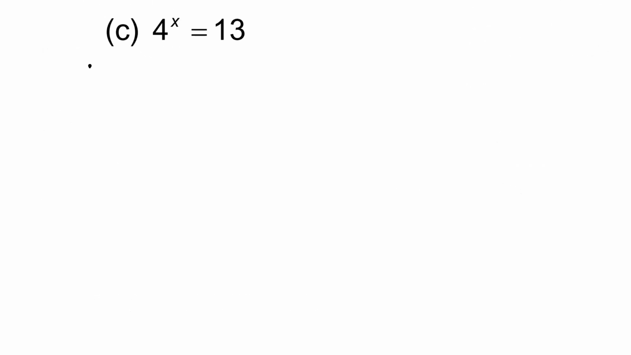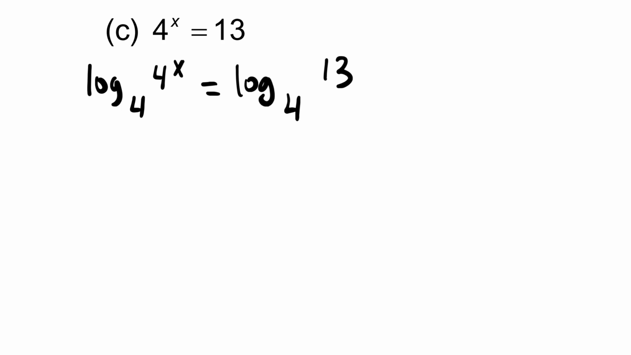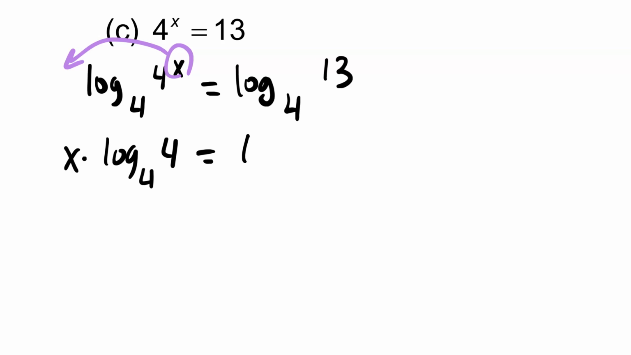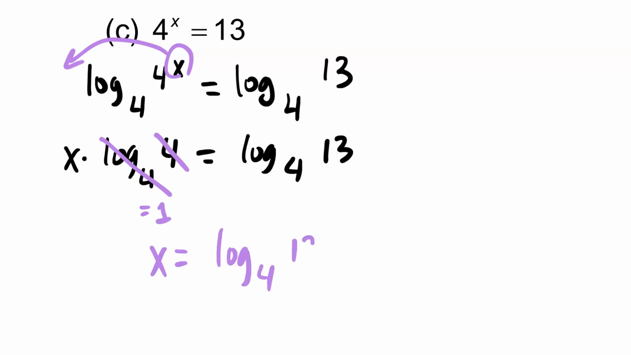So if I take log base 4 of both sides, log base 4 of 4 to the x equals log base 4 of 13. I can move the x to the front. So now I have x times log base 4 of 4 equals log base 4 of 13. The log base 4 of 4, well, that's just equal to 1. So I have x is equal to log base 4 of 13. Normally they make you do change of base. You have a TI-Nspire calculator, so guess what? You can just plug that puppy in. There you go.